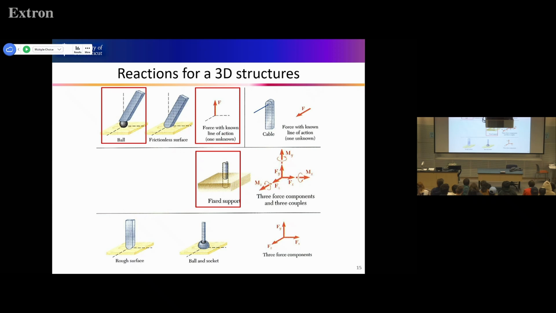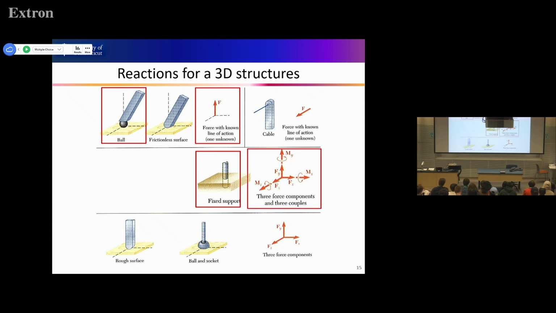And then 3D fixed. Fixed is fixed. So all kinds of reactions are developed because there's no motion, right? No motion, all reactions. So in 3D, Fx, Fy, Fz, and Mx, My, and Mz. So 6 reactions are developed here.